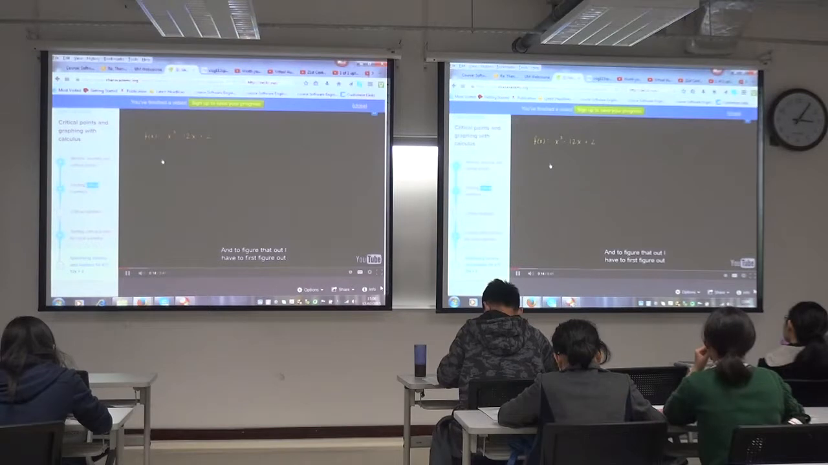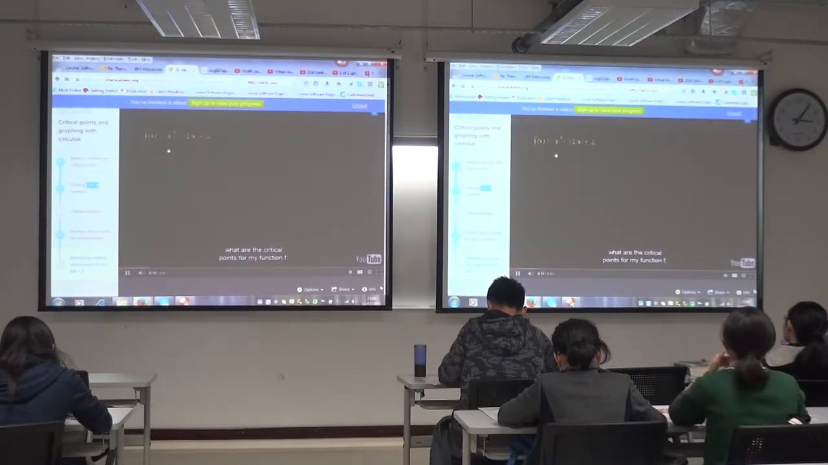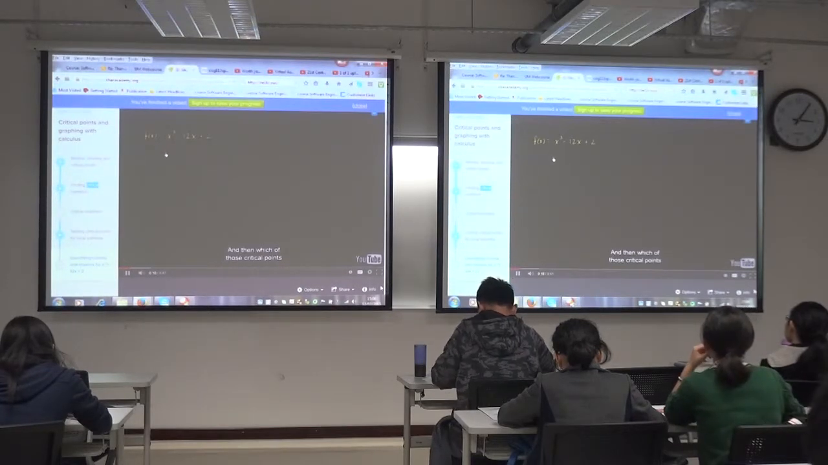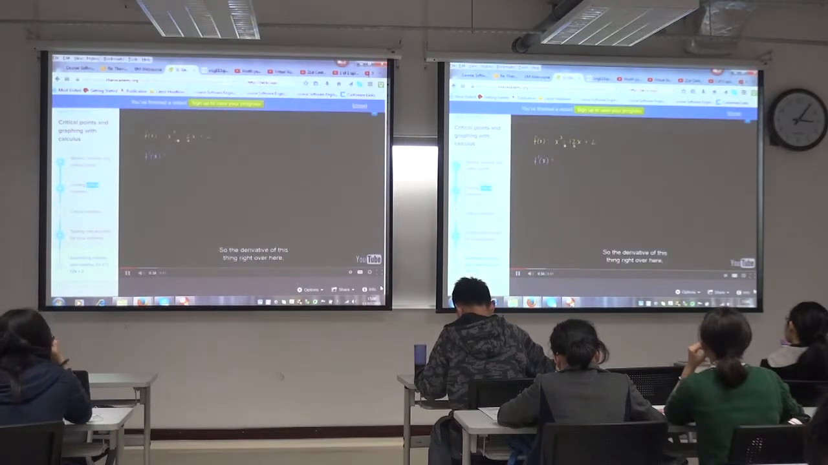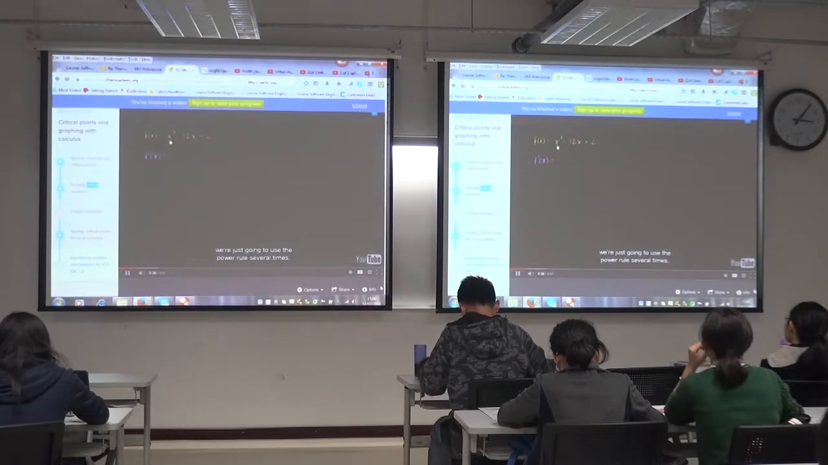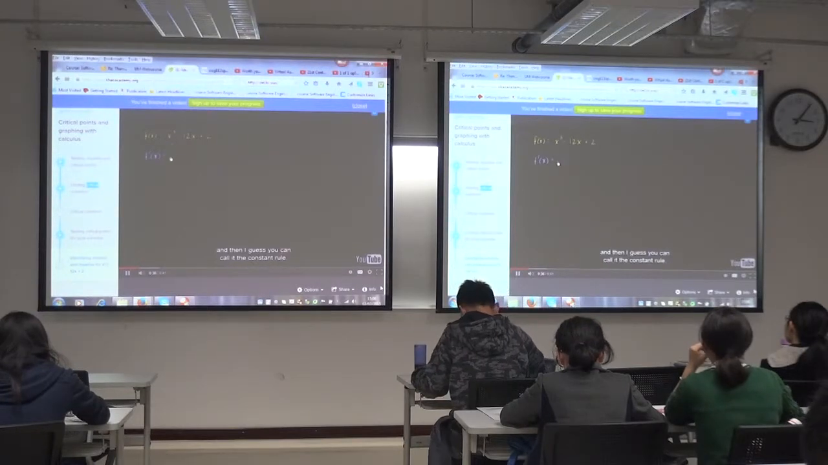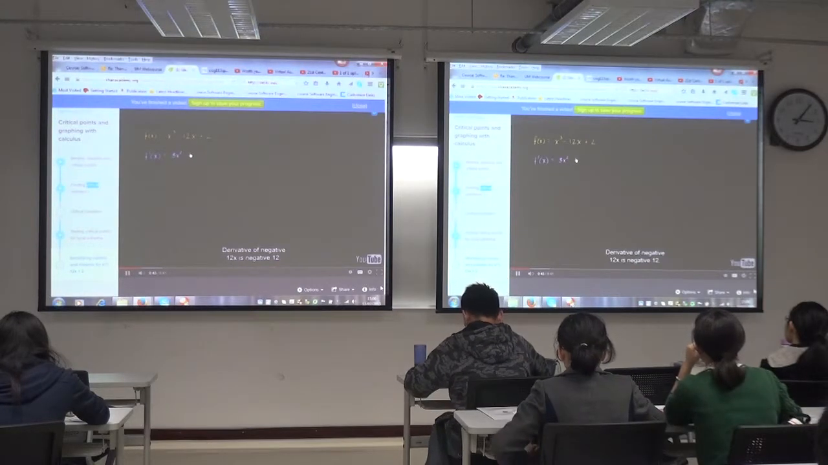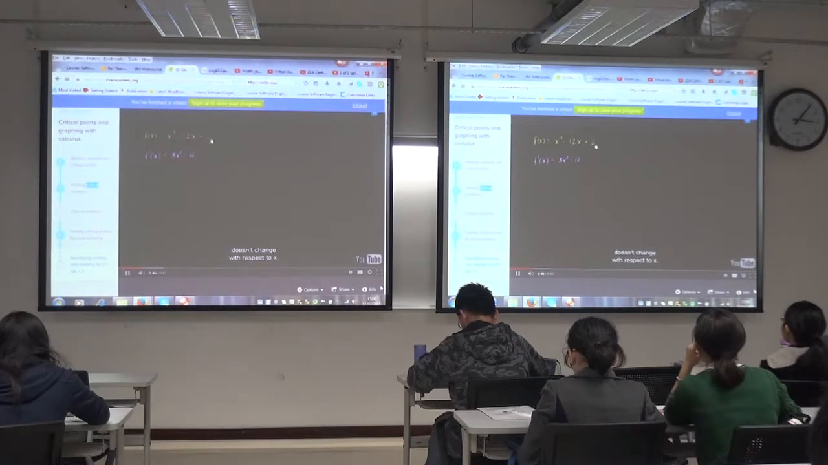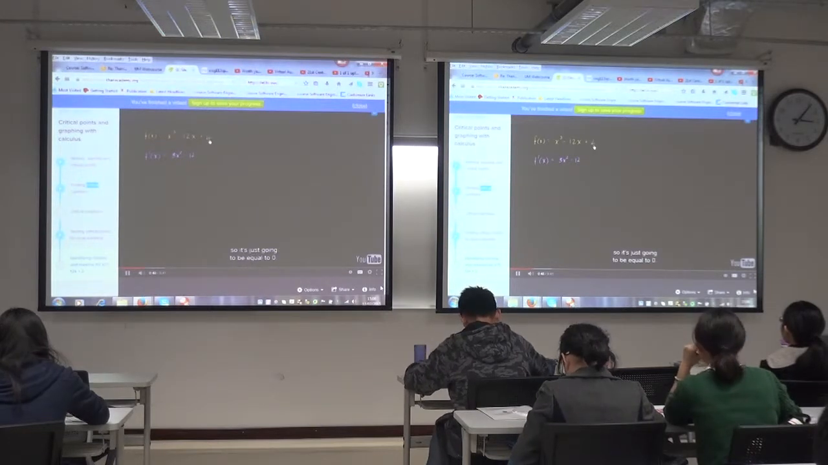And to figure that out, I have to first figure out what the critical points for my function f are, and then which of those critical points achieve a minimum or maximum value. And to determine the critical points, we have to find the derivative of our function, because our critical points are just the points at which our derivative is either equal to 0 or undefined. So for the derivative, we're just going to use the power rule several times. The derivative of x to the third is 3x squared, the derivative of negative 12x is negative 12, and the derivative of a constant doesn't change with respect to x, so it's just going to be equal to 0.